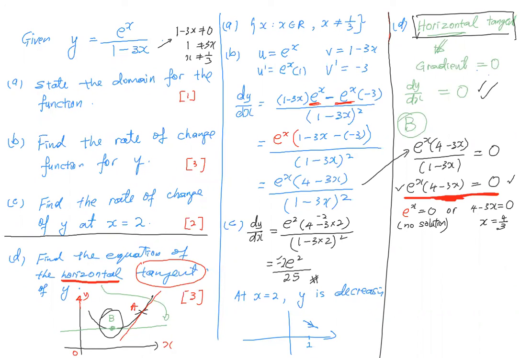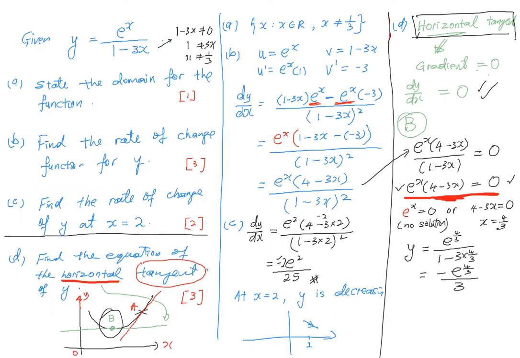How to get the y coordinate? Sub x equals to 4 over 3 into the original equation. Yeah, okay. Tell me how to sub. e to the power 4 over 3 over 1 minus 3 times 4 over 3. Okay, so I got negative e to the power of 4 over 3 divided by 3.